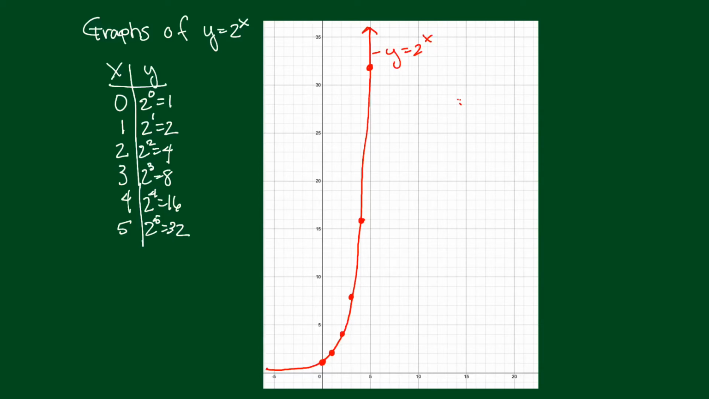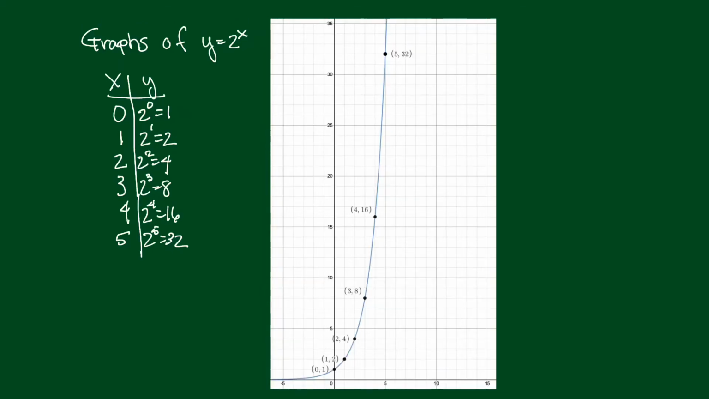Now, I'm going to use decimals and get a really good graph of this. Now, I took out the graph that I generated by hand, which was a little bit shaky, and I put in this new graph that I generated using the graphing software Desmos. And I labeled the points so you can see what we have here. Here is 0, 1, 1, 2, 2, 4, 3, 8, 4, 16, 5, 32. Now this is the graph of y equals 2 to the x.